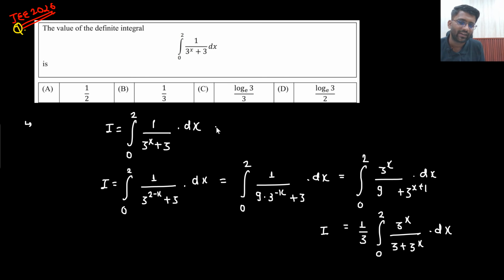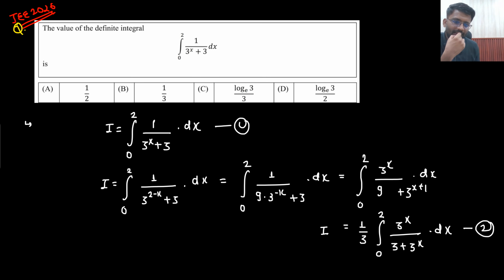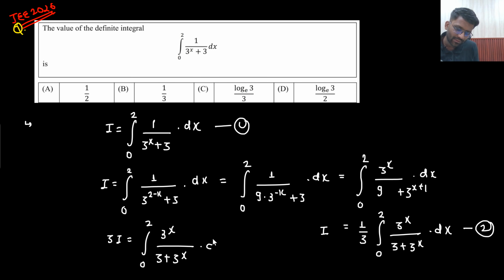Now equations 1 and 2 I will add up, no? So it would be easy for me to add up now. Say yes or no. The addition would become easy. So I plus I will become 2I, integral from 0 to 2 of 1 upon 3 to the power x plus 3, plus, always there is this 1 by 3, right? So this will become 3I, no? This 3 you take here. So from here what you are getting: 3I equals integral from 0 to 2 of 3 to the power x upon 3 plus 3 to the power x dx.